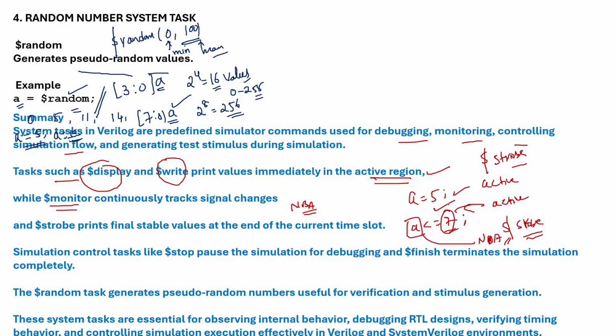That means it shows the final stable value at the end of the current time slot. Whenever the last update in the time unit is there, that will be displayed here, so I will get 7 in my display.